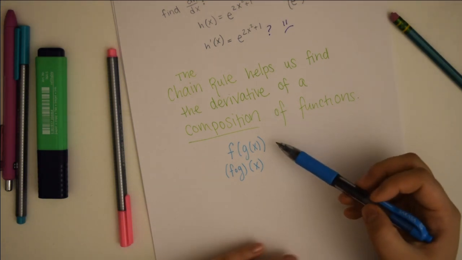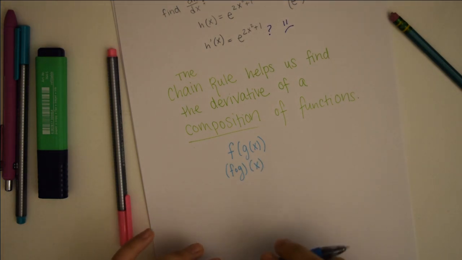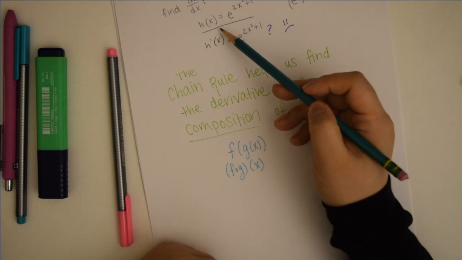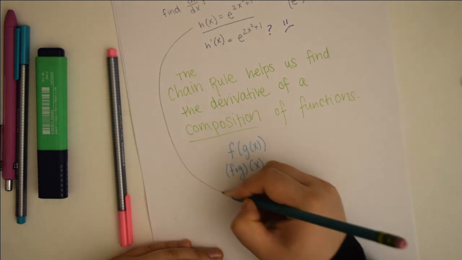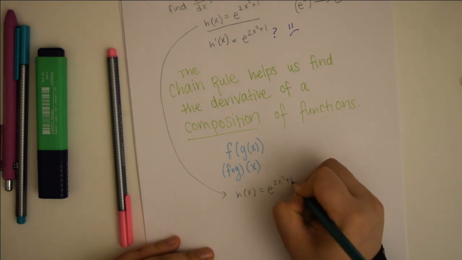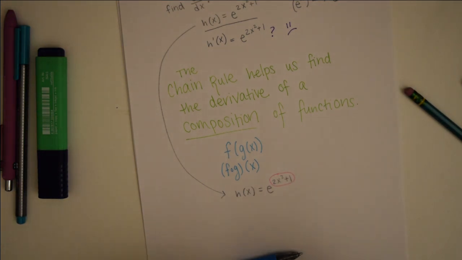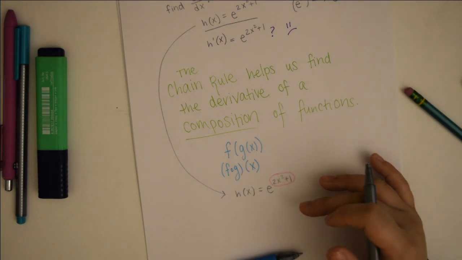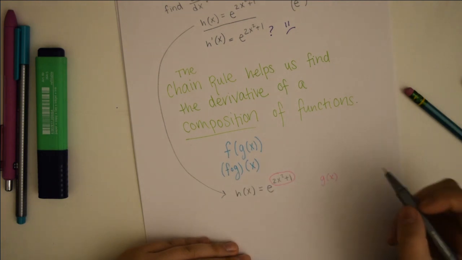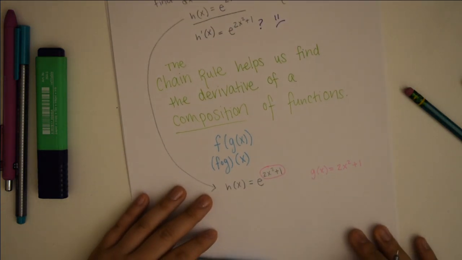Okay, so first of all, we're reviewing the composition of functions, right? So this is what it means. Let's just use our original example. I can see that this is actually a composition of two functions. Let's look at this closer. h of x equals e to the 2x squared plus 1. So really, I have this function up here. It's not just e to the x, it's e to the stuff, right? I like to call it stuff. That stuff I'm going to call g of x, because I'm going to put that stuff into my f of x function. So I'm going to say g of x equals 2x squared plus 1. It's just the stuff in the exponent, okay?